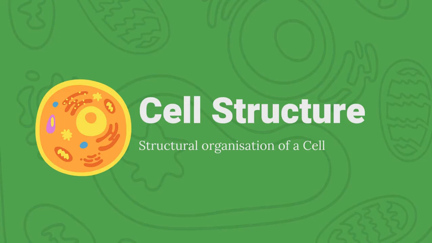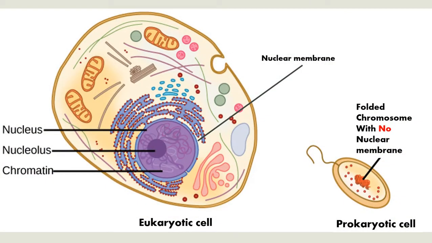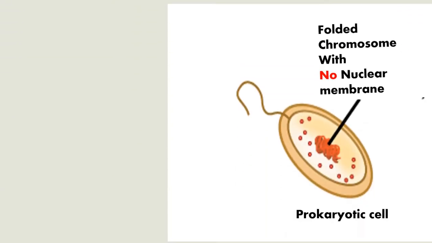In this video, we are going to talk about cell structure. When we talk about the structure of a cell, there are two types of cell. First one is prokaryotic cell and the second one is eukaryotic cell. The difference between prokaryotic and eukaryotic is that prokaryotic organisms, or simply prokaryote, lack a nuclear membrane, while eukaryotic organisms, or simply eukaryote, possess a nuclear membrane.